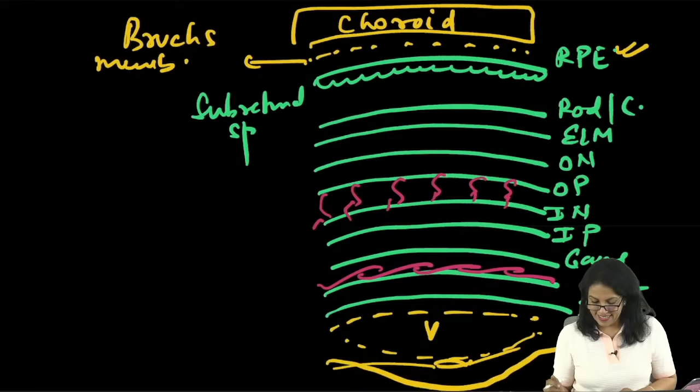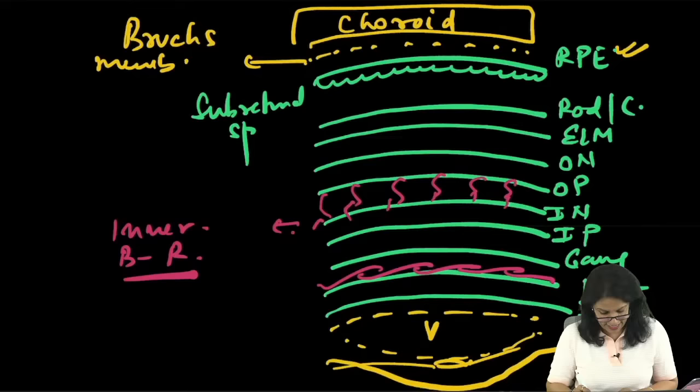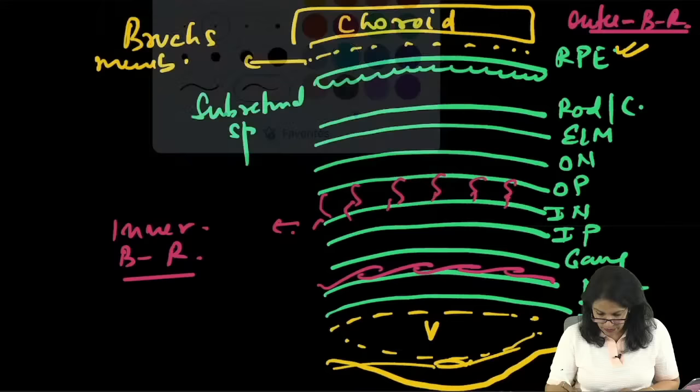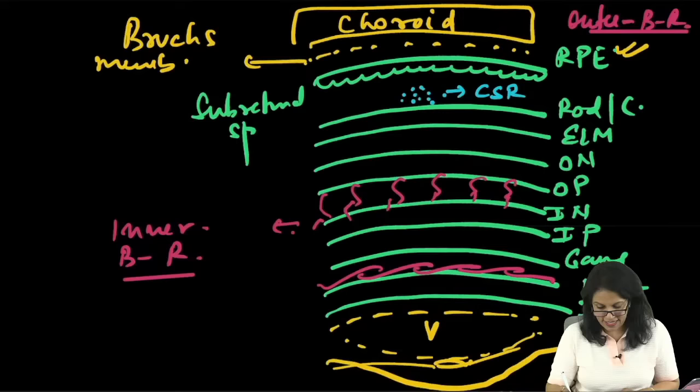So, what did we learn? When there is any increase of capillary permeability, it is the inner barrier which is broken. So that is inner blood retinal barrier. And outer, what is it? Strong adhesion of retinal pigment epithelium is outer blood retinal barrier. Clear? So any problem in the outer barrier causing collection of fluid, mild collection at the subretinal space, is what causes shallow retinal detachment, which is CSR. So CSR is due to breaking of outer barrier.